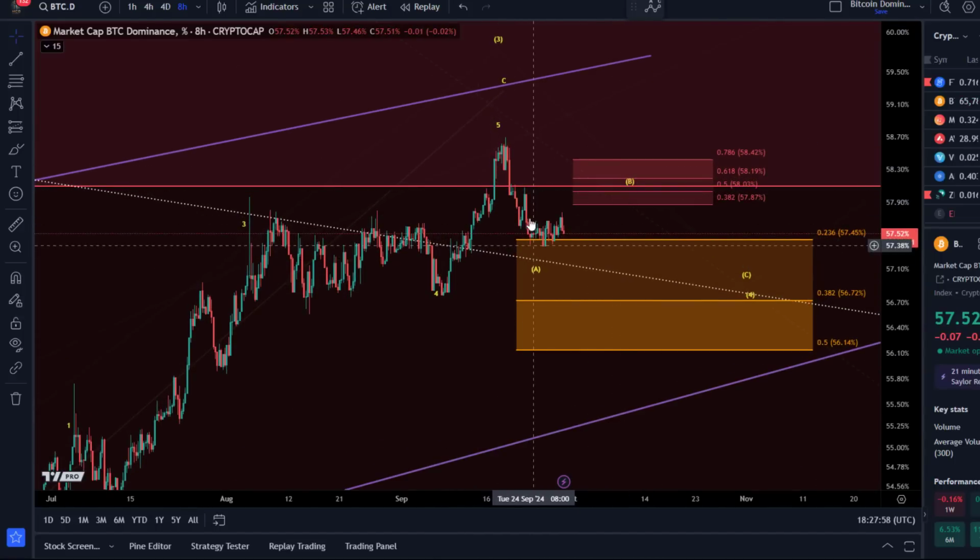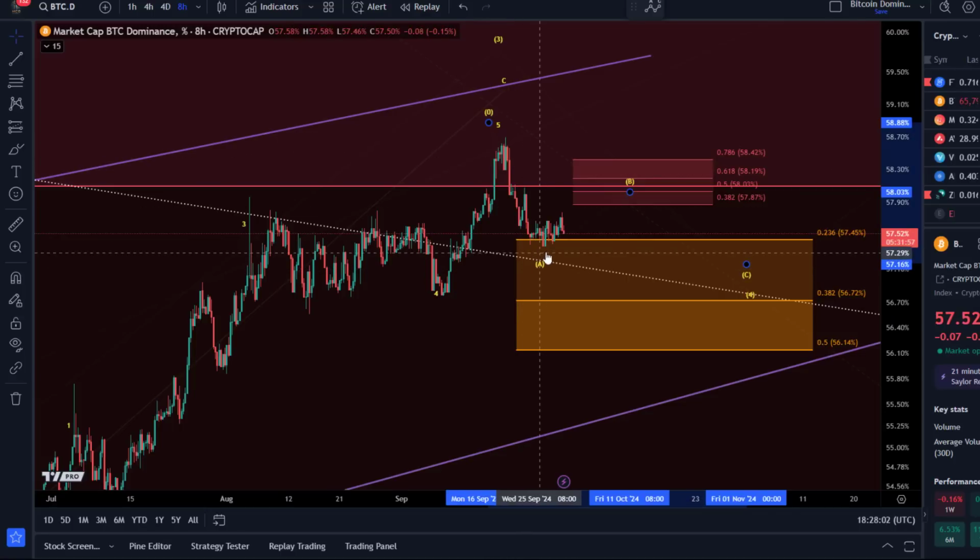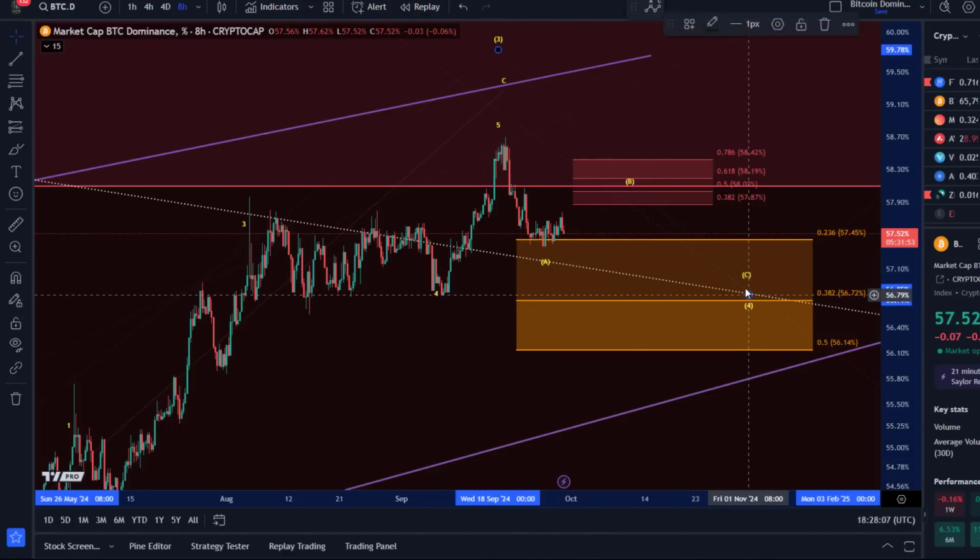I mean, this can be called a 5-wave move on the micro level, and therefore another ABC pattern at least is likely. So I'm watching short-term for lower on Bitcoin dominance. The standard resistance area is between 57.87 and 58.42%.